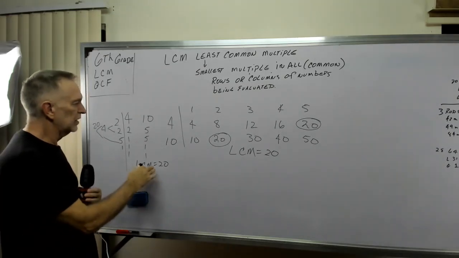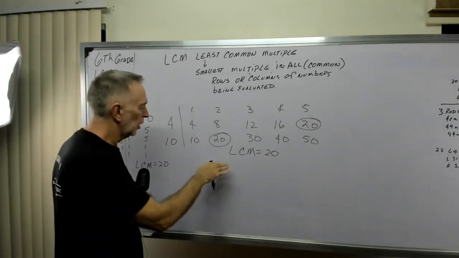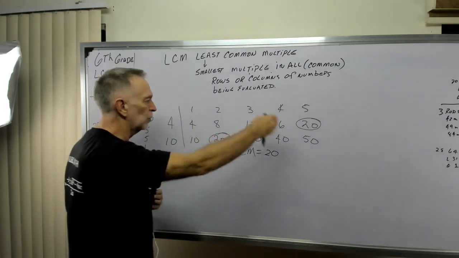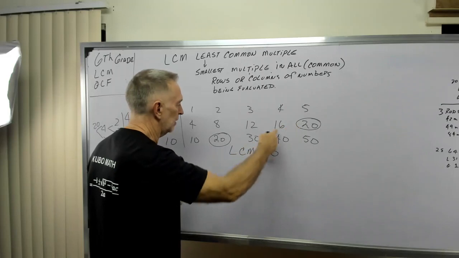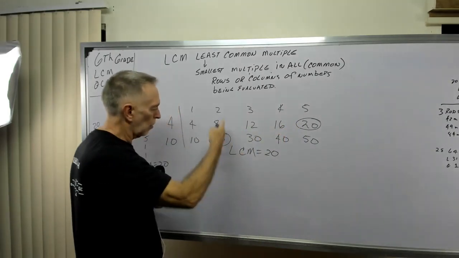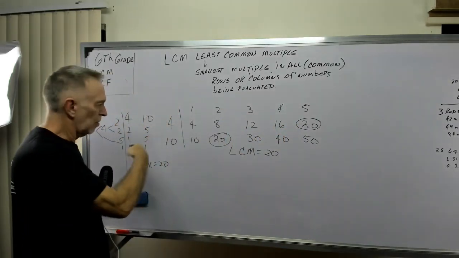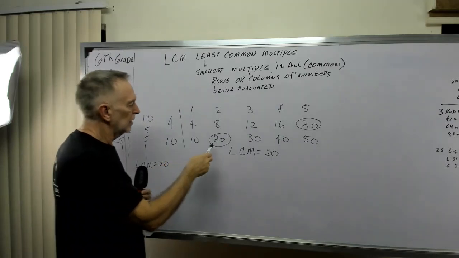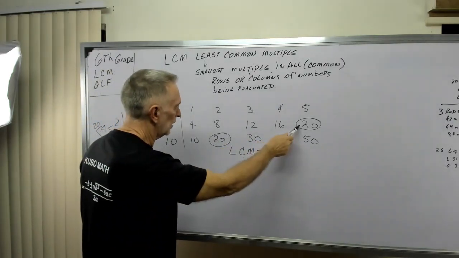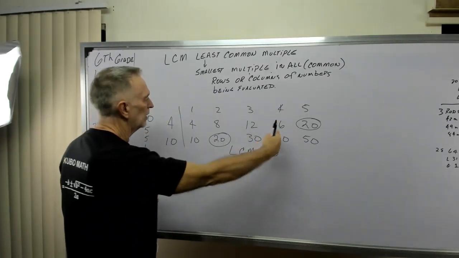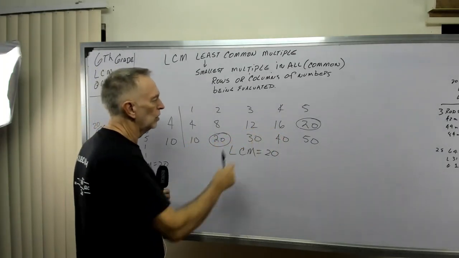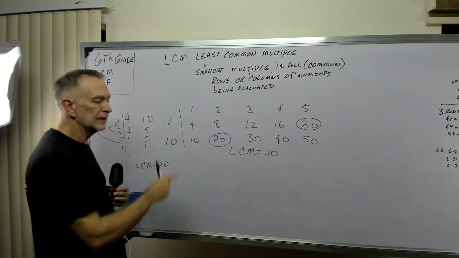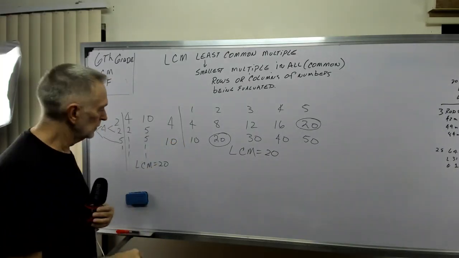So we get the smallest number that's a multiple, and it can be found in all of the rows or columns, depending on how I'm looking at this and where I'm evaluating. So 20 is found here, 20 is there. That's the least common multiple of 4 and 10. Okay?